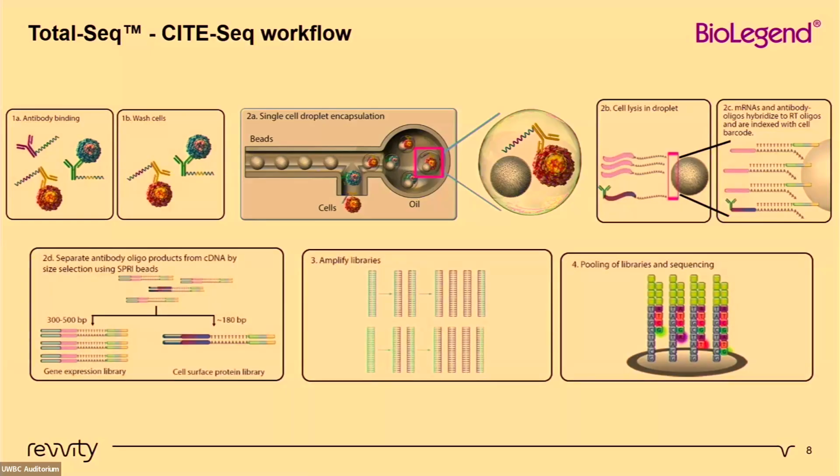After that process is complete, you would separate the antibody oligo products from the cDNA by size selection using SPRI beads. So then we have our gene expression library and our cell surface protein library, and they're separate. They have different sizes. This is all stuff that Harrison and team would do when they're doing the library prep. But it's very important not to throw away your cell surface protein library, because it is in the supernatant of that initial selection. The libraries are then amplified and then pooled for sequencing.